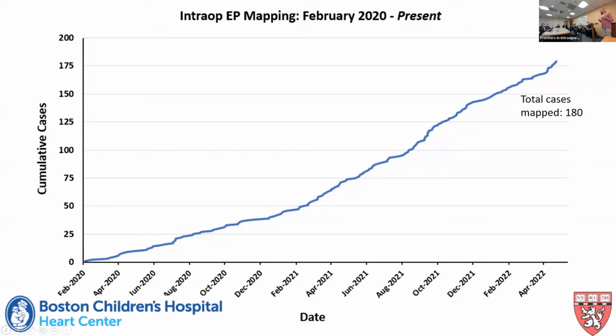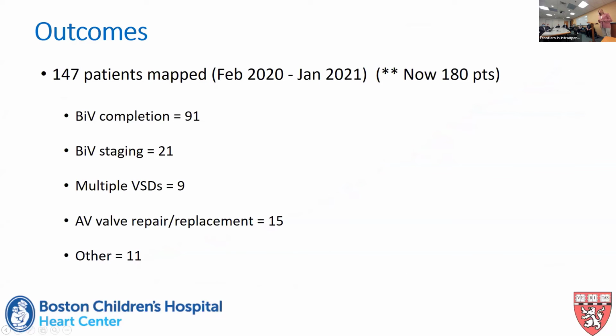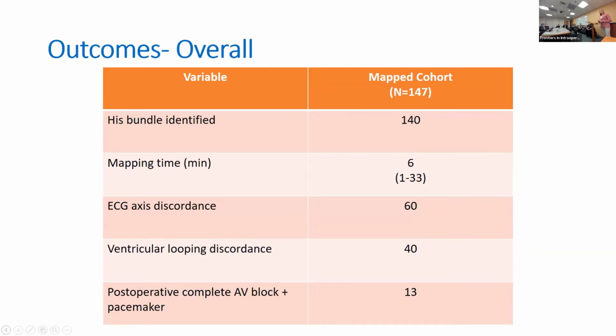This is a graph of our work in this region over the past 2 years. We've mapped 180 cases now, and we have analyzed data up through 147 patients, which I'll present here. The majority of these are BIV completions, and some are BIV staging, getting a sense of where the conduction is located as we do preliminary efforts to get the heart ready for a full BIV repair. And then we've also used it for complex VSDs or complex septal anatomies, as well as mitral and tricuspid valve replacements or repairs. We've been able to identify the His bundle in about 95% of these patients, 140 of the 147, and the median mapping time is 6 minutes.